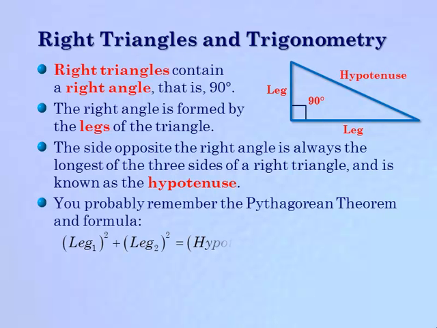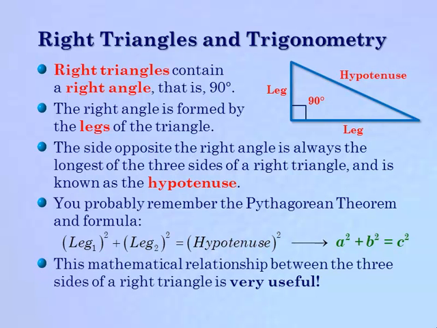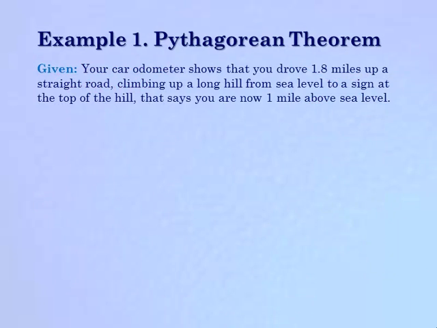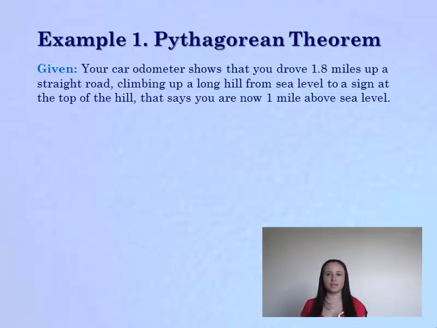Now, you probably remember the Pythagorean theorem and its formula where we have the sum of the 2 legs squared equals the hypotenuse squared, better known as a squared plus b squared equals c squared. This mathematical relationship between the 3 sides of a right triangle is very useful. Okay, so let's go ahead and take a look at example 1 using the Pythagorean theorem.